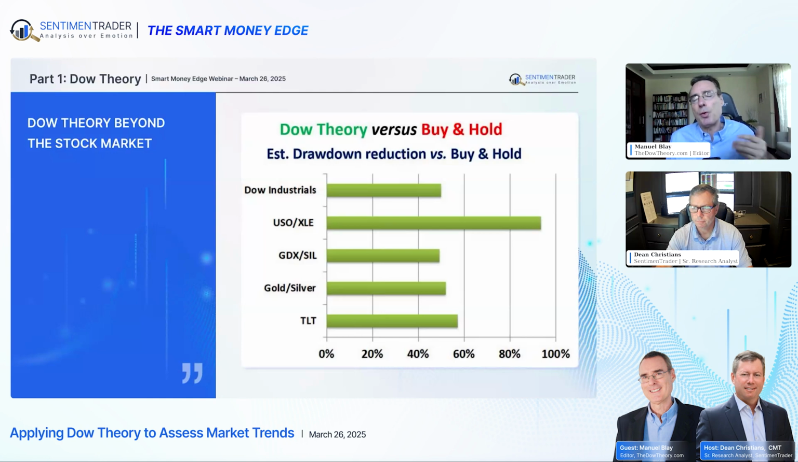And Hamilton was right. So what do I mean by that? In my blog, live, in real time, I've been seeing what happens when you apply it to the energy complex. You can see the ETFs USO and XLE. What happens when you apply it to GDX and SIL, the precious metal miners ETFs? What happens when you apply it to gold and silver? And what happens when you apply it to TLT and also IEF?